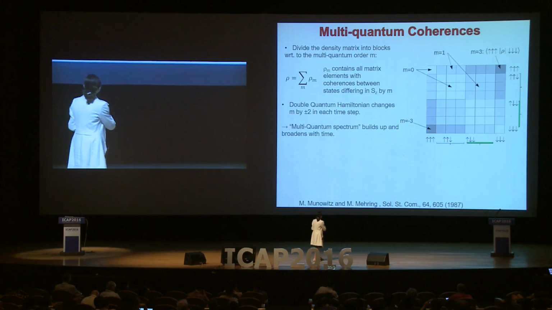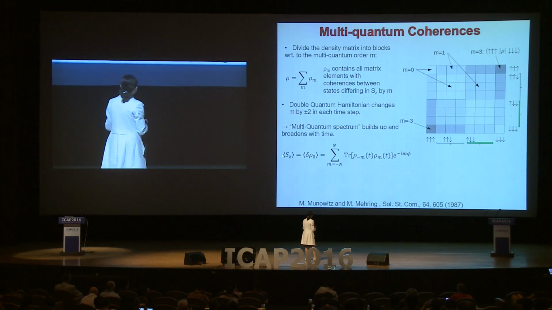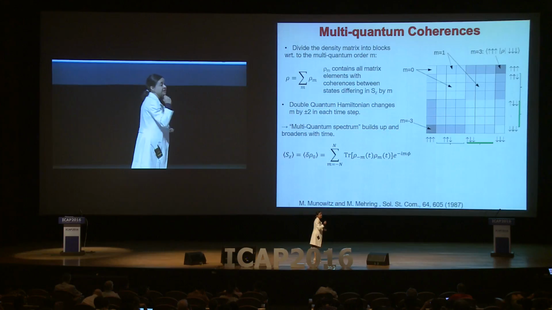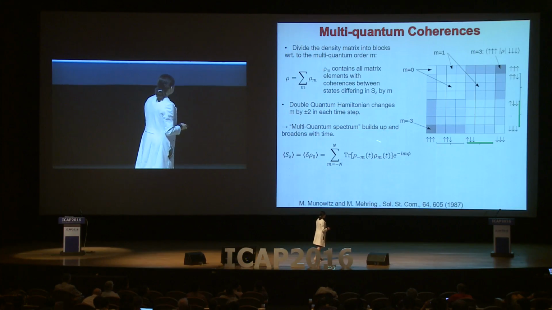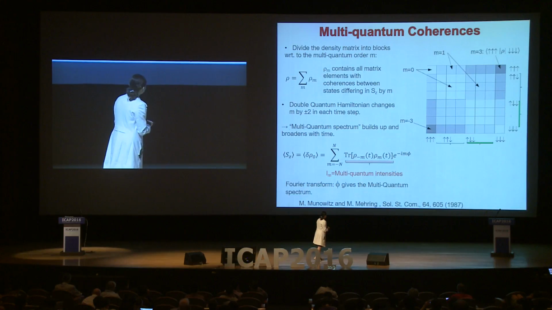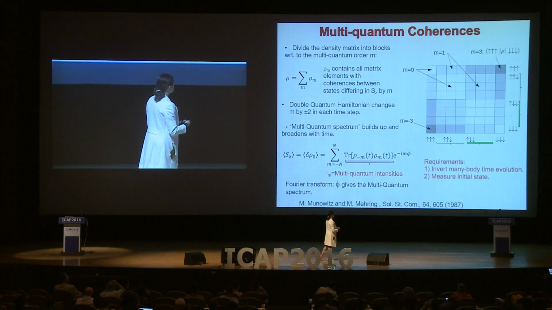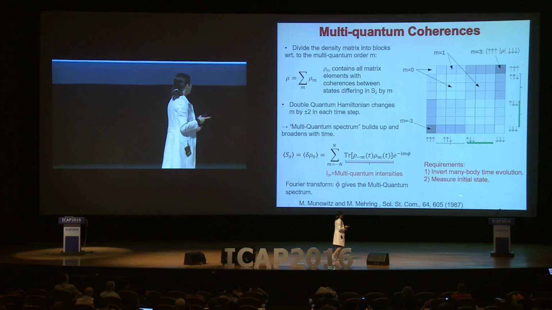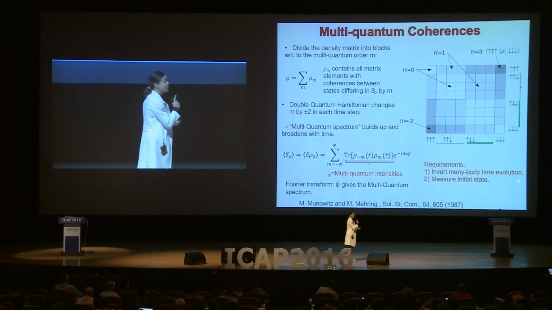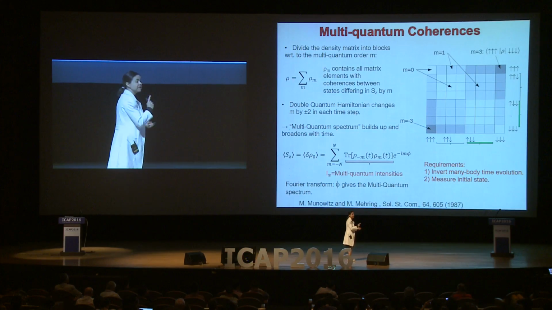If you do the math and you compute Sz, with the density matrix at time equal to 0, you see that after the time evolution, when you measure it, the Fourier transform of this gives information about these multiple quantum intensities that signal multiple quantum coherences. So the requirement was the possibility to invert the many-body Hamiltonian and to measure the initial state.